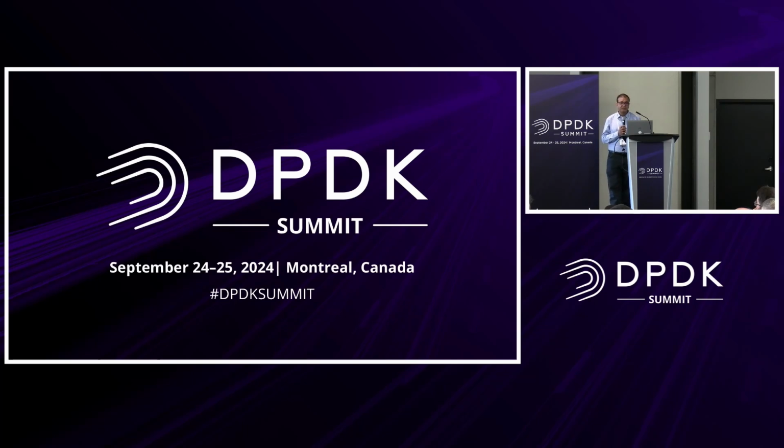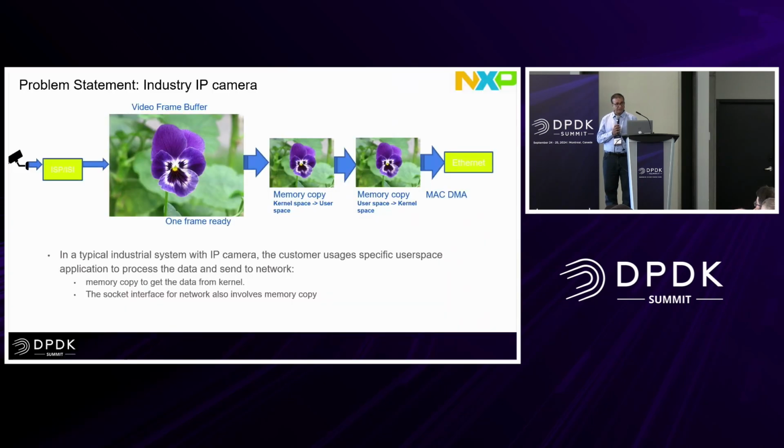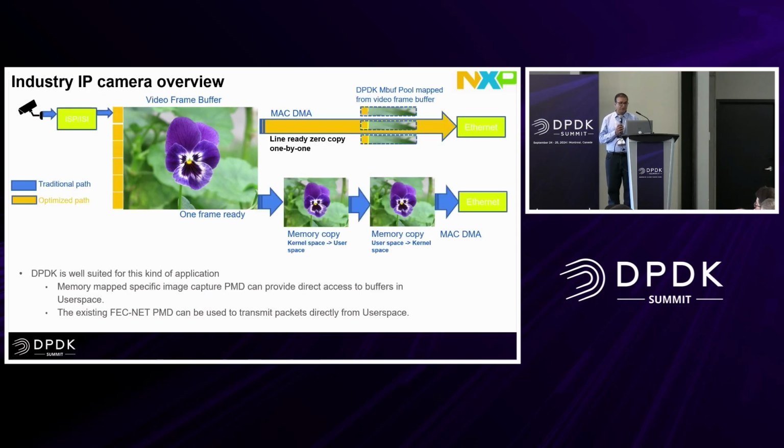What does that mean to us in terms of processing? When we look at it from a DPDK style of way, we are doing two packet copies. One, when the frame data is available in memory, we copy it to user space. Secondly, when the packets are ready, we use the socket interface to again copy them from user space to kernel space and send them out. So we realized that this is a very easy part for us to optimize.